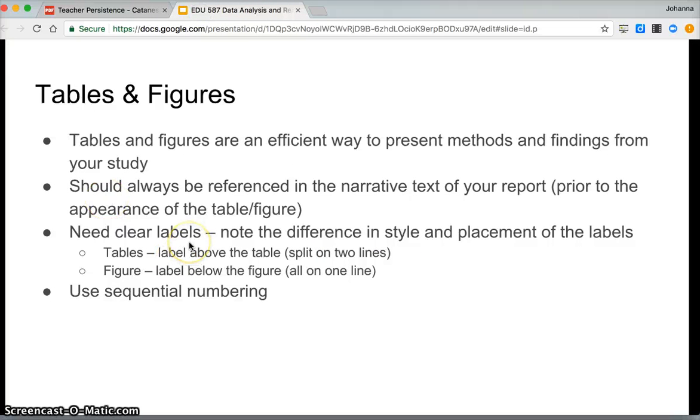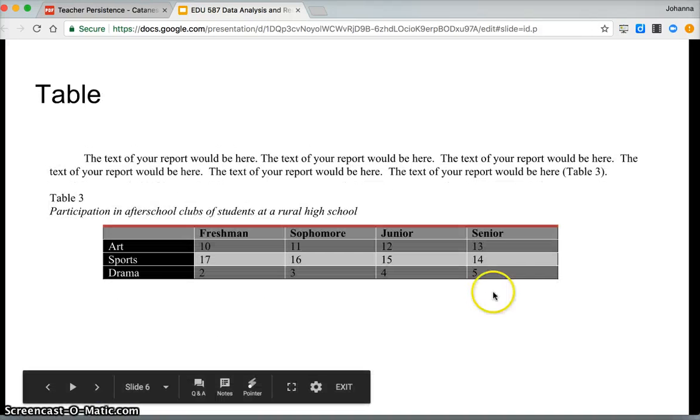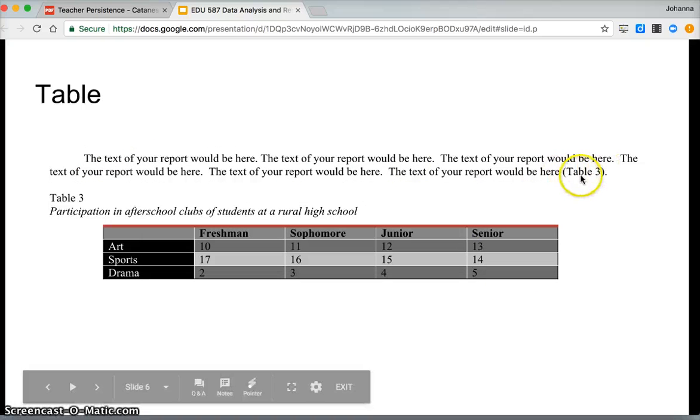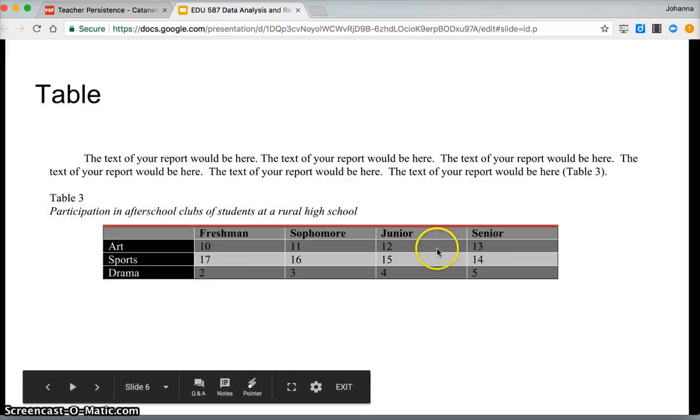I have given you some guidance around tables and figures. They really are an important part of what you're doing, whether it's quantitative or qualitative data. They should always be referenced in the narrative text of your report prior to appearing. For tables, the text would be up here. You would reference that table 3 is coming up, then table 3, the title is above, italics for the specific information included in that, and then you would have the table and your text would continue below.